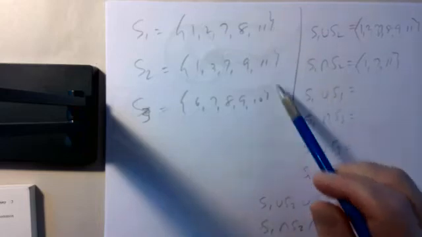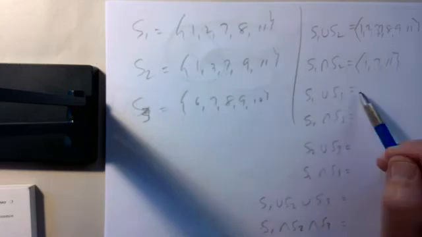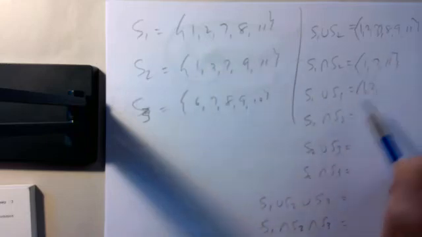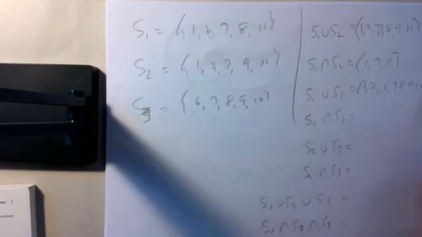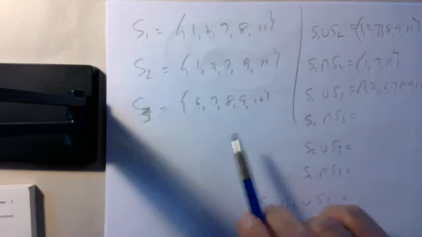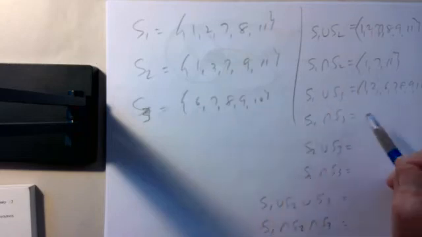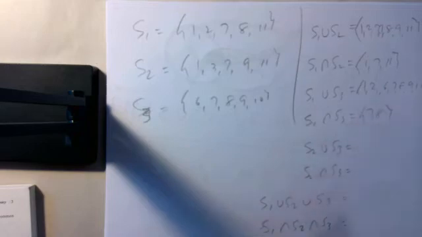Suppose I take S1 and S3. What numbers are in the union of those two sets? I have 1, 2, 6, 7, 8, 9, 10, and 11. And what is in the intersection of these two sets? It looks like just 7 and 8. Okay, any questions?